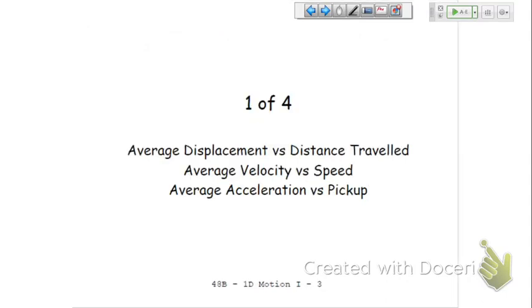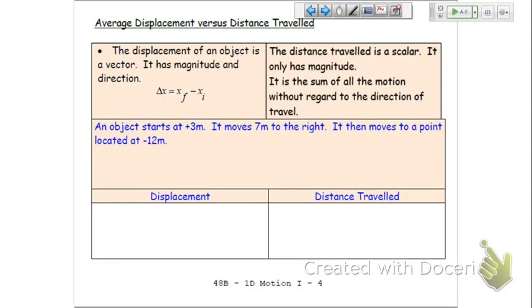So let's start. We're going to talk about average displacement versus distance traveled, average velocity versus speed, and average acceleration versus what I'm calling pickup. Most people call it acceleration, but I don't want to say acceleration and acceleration. I want to say acceleration and pickup.